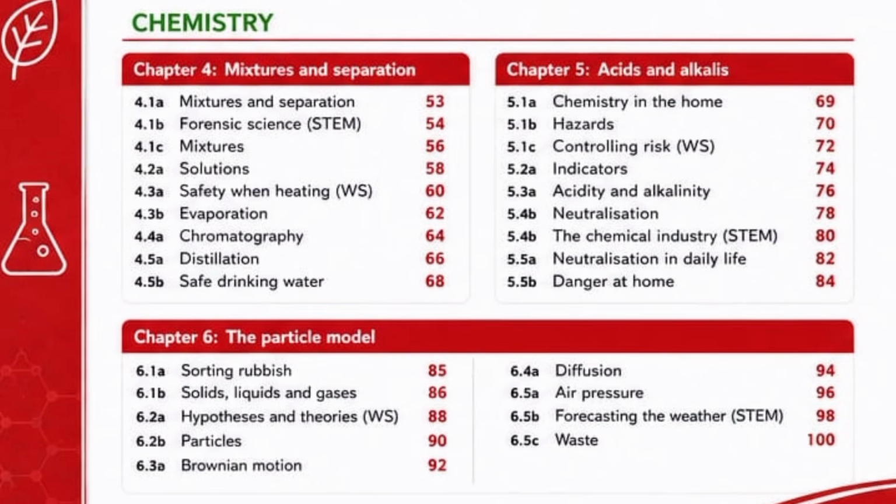Chapter 5: Acids and Alkalis. Here, the focus is on acids, alkalis, indicators, acidity and alkalinity, and neutralization. We also see how these ideas connect with everyday life and the chemical industry.